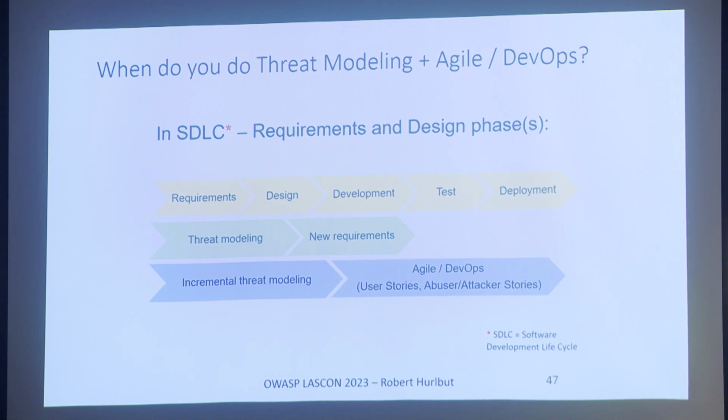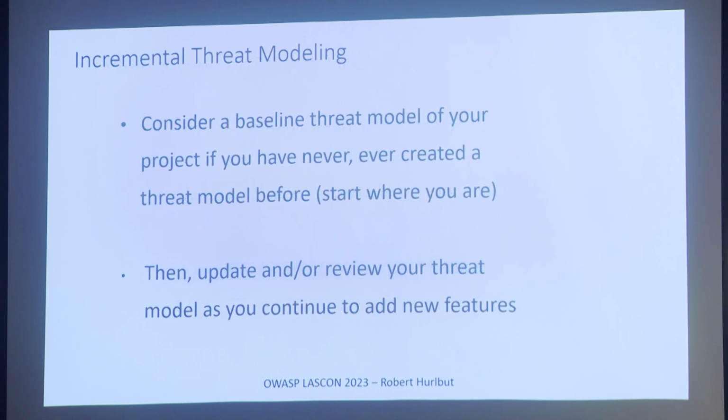So in an Agile DevOps world, our SDLC, our design phases and all that looks similar to this now. So threat modeling is in there as well for new requirements, but it's more of an incremental threat modeling. It's more of an Agile and DevOps approach with user stories and abuser or attacker stories. And so I like to say for incremental threat modeling, start wherever you are and just build a baseline. And it doesn't have to be very complicated, just where are we? What's the system look like?